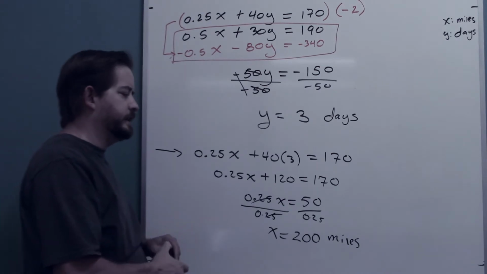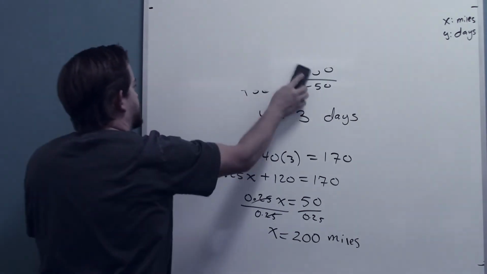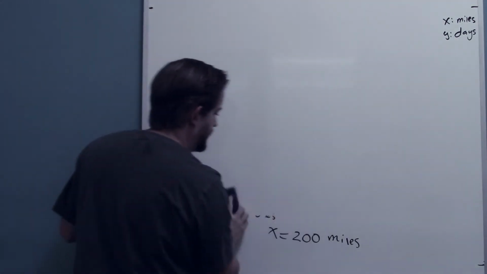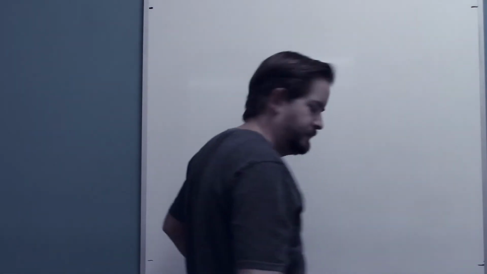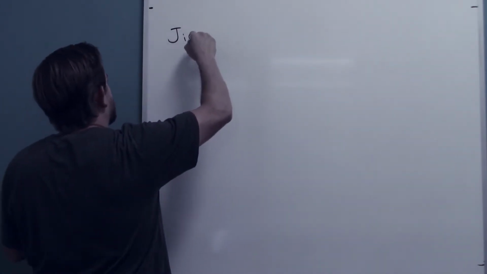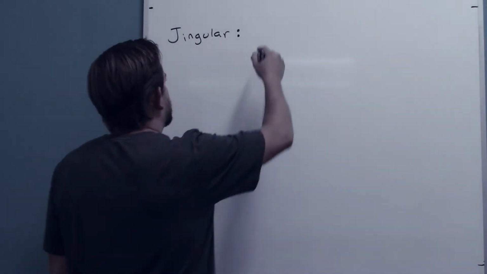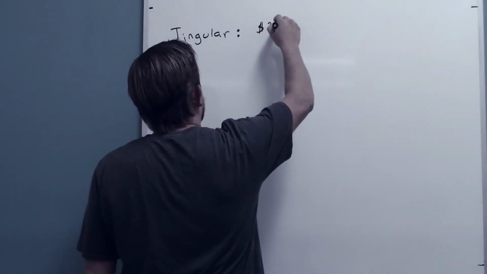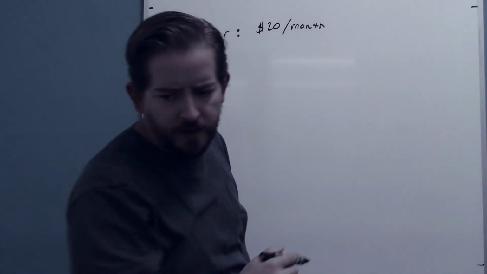All right, let's take a look at the next example right below. We have 2 cell phone companies with names that scream, "Don't sue me." We have Jingular Wireless. And they charge $20 per month. Plus 5 cents per minute.